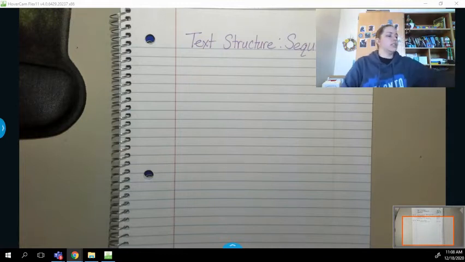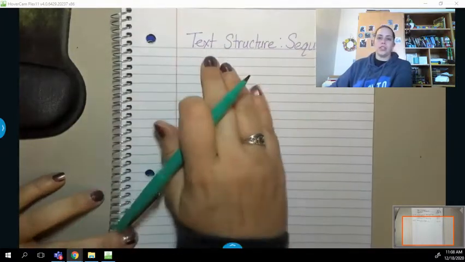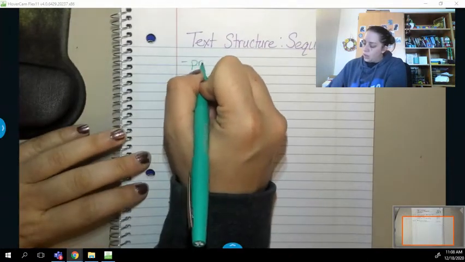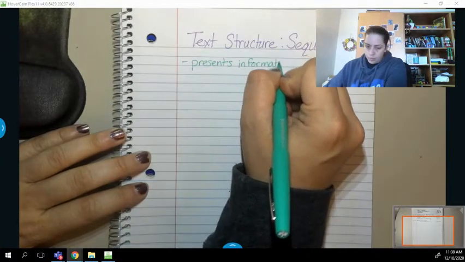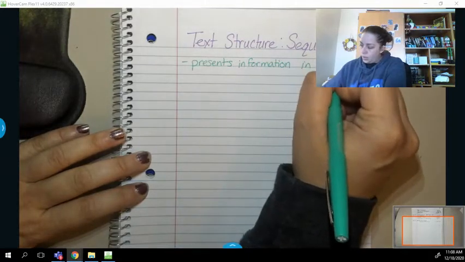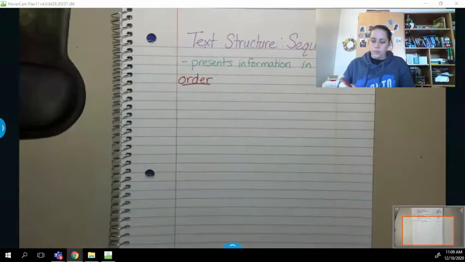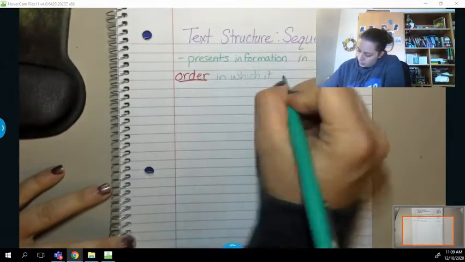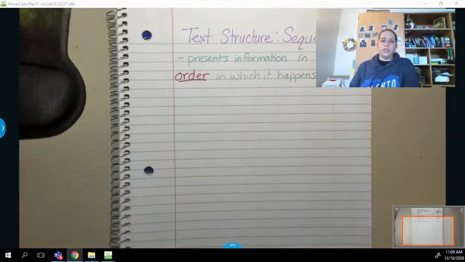Text structure that is sequenced in order. So first, second, next, then, last. And when we're talking about text structure sequential, we are talking about the fact that it presents information in the order in which it happens. This is the definition for sequential text structure.